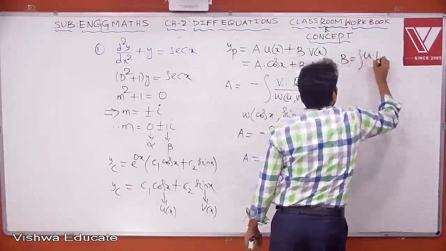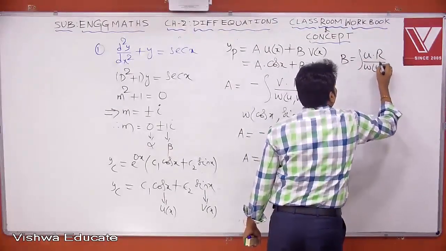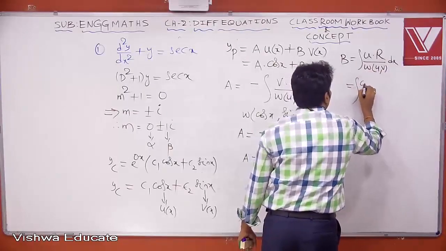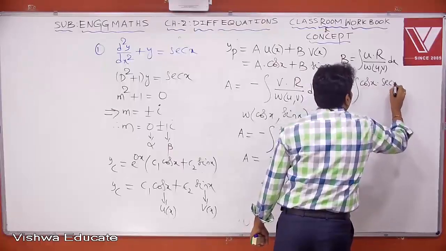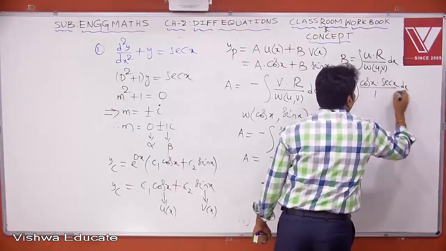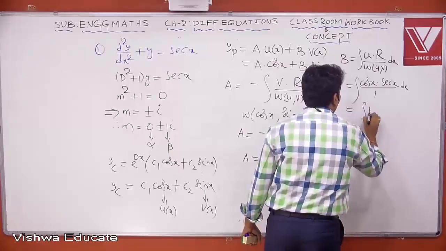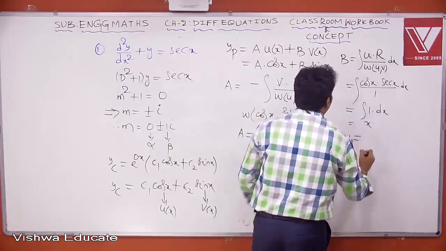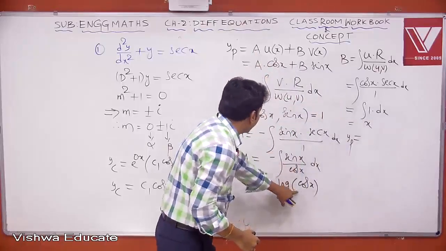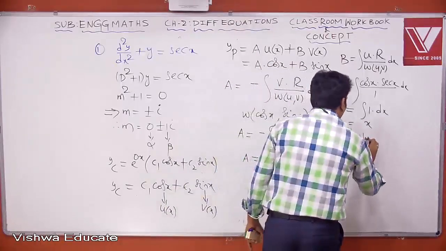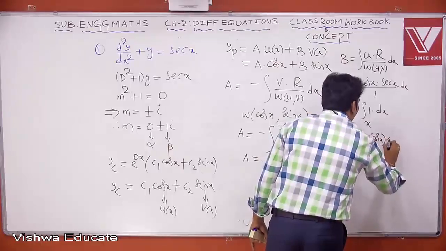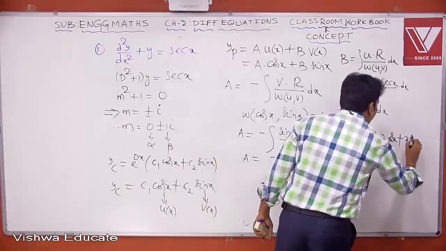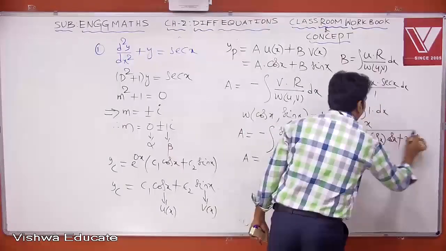Next I find b value. This is integral u into r divided by Wronskian of u comma v dx. So what is u? U is cos x. R is secant x. Wronskian is 1. Cos into secant is 1. So integral 1 dx, therefore x. Therefore what is my yp? A into cos x, but a is this. So this is log of cos x into cos x plus, b is x, x into sin x. This is yp value.